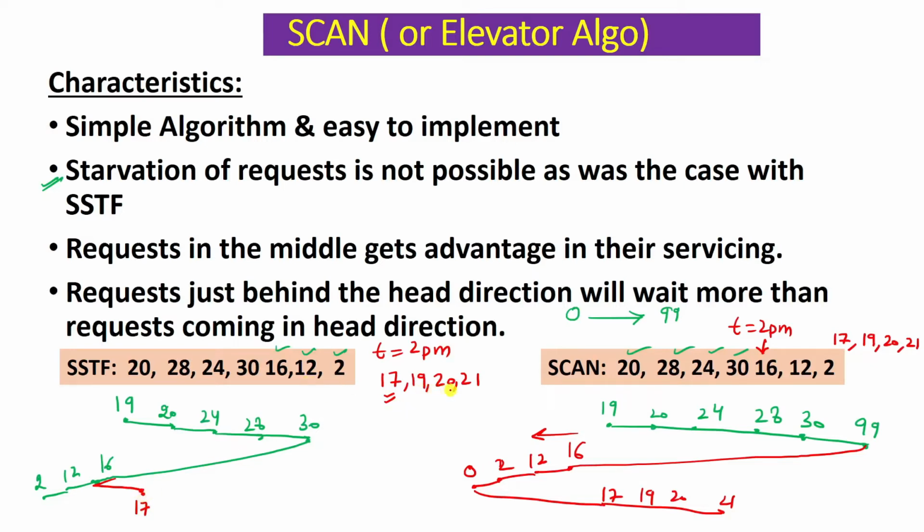And after 17, which request will we serve? 12, 19, 20, 21. We'll see the distance between 17 and 19 is lesser than the distance between 17 and 12, right? So we'll go to 19. After 19 we'll go to 20 because it is closer than 21. And only after serving these 17, 19, 20, 21, we'll complete the pending requests 12 and lastly 2.